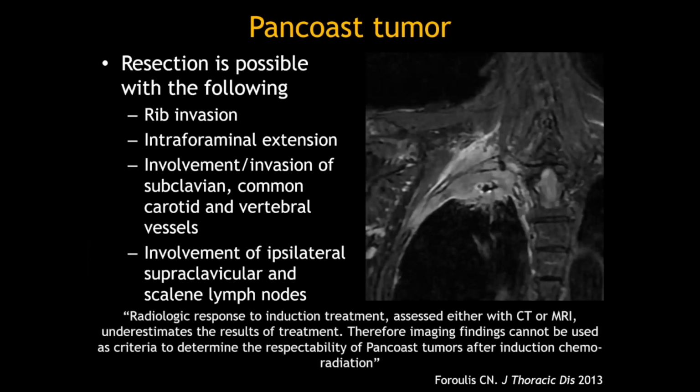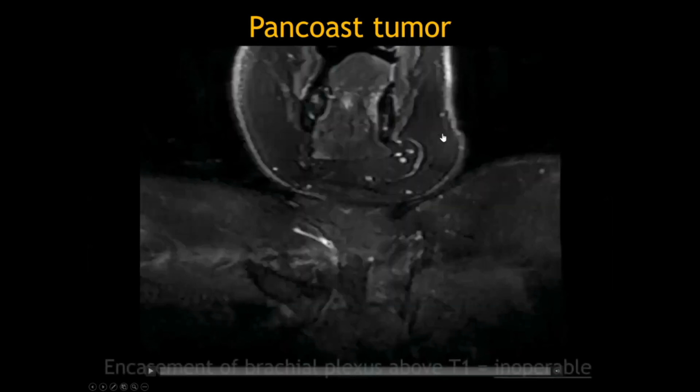So certainly imaging can be helpful for resectable lesions. Again, if it doesn't extend beyond T1 or involve the C8 nerve root, it could be potentially resectable. Less than half of the vertebral body width, certainly rib invasion is still resectable, and a whole host of other conditions may be met and could be considered resectable in those cases.